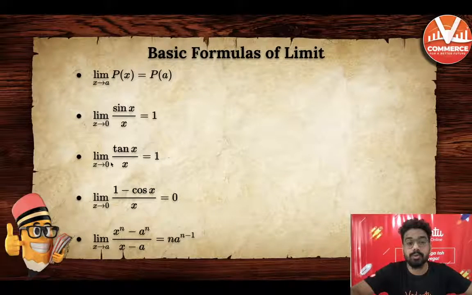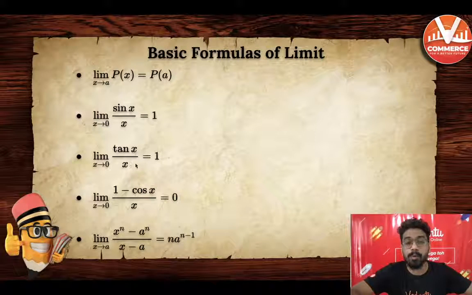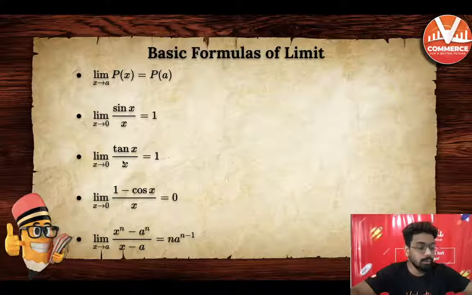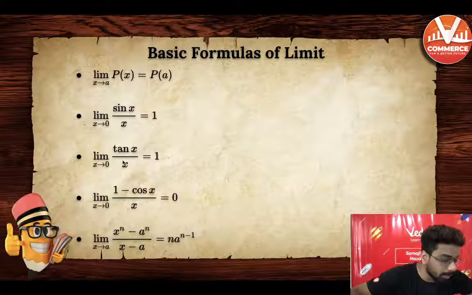Limit x tends to 0, tan x upon x is equal to 1. Okay, and what will this be? tan x upon x equals 1. This will be okay.